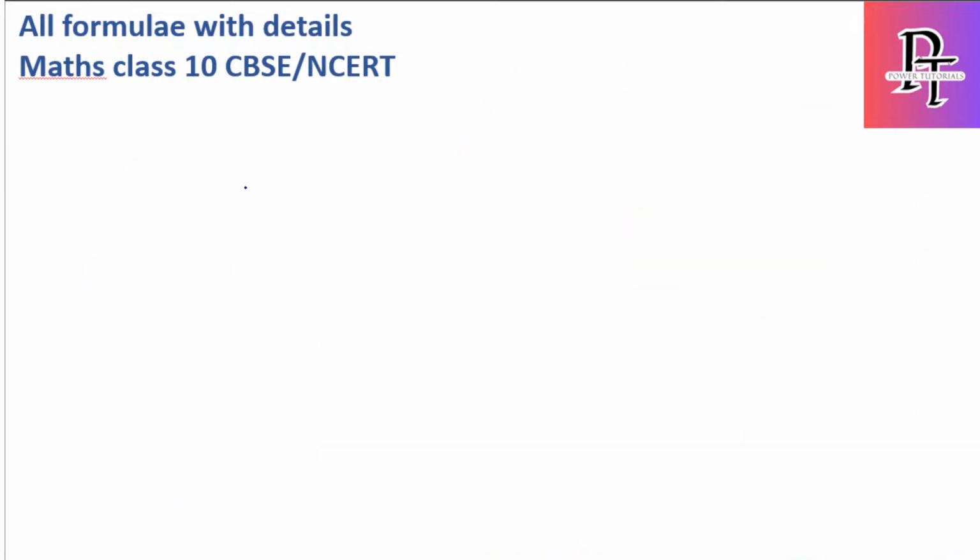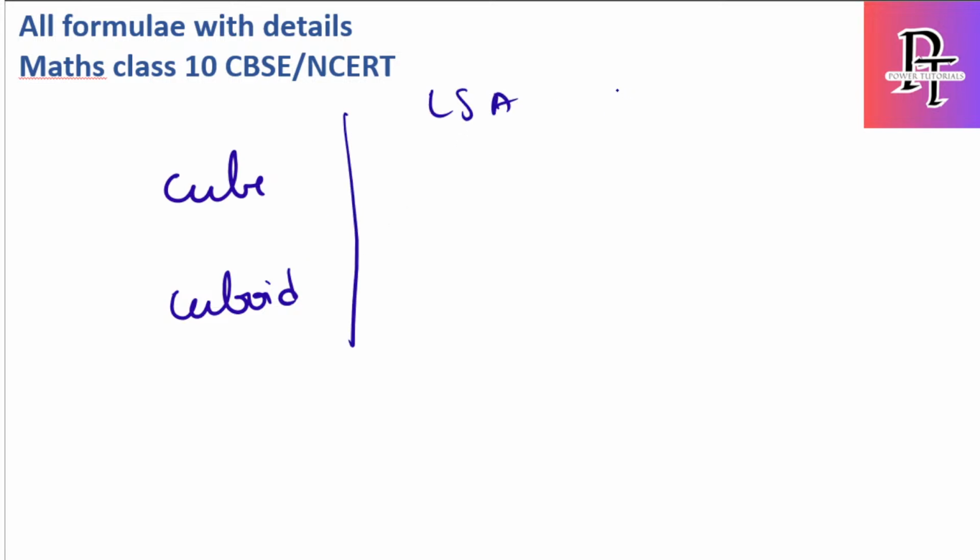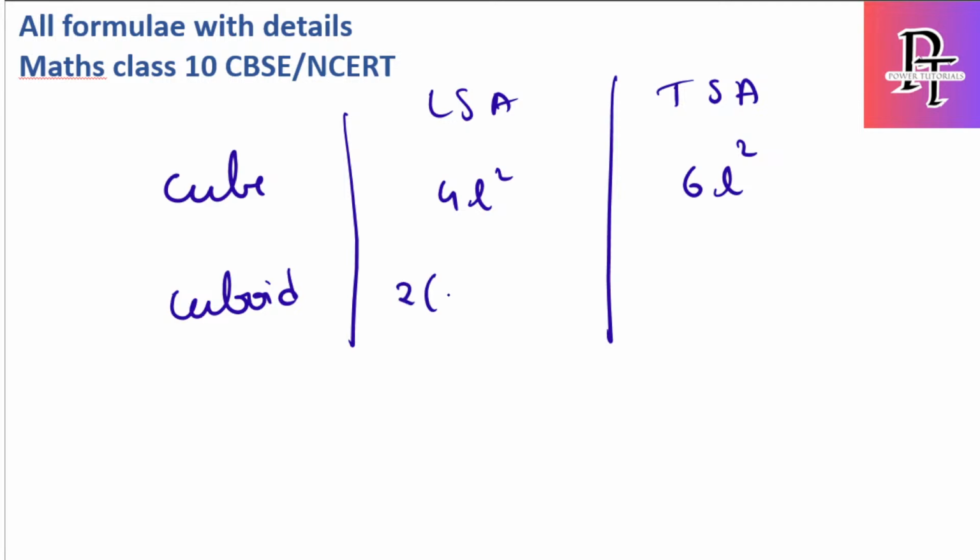Okay, then we have others, which are cube and cuboid. So for cube and cuboid, what are the formulas of LSA and TSA? We'll write it here. LSA is the lateral surface area of the cube, so we have to consider 4 sides, which is 4L square, whereas TSA is total 6 sides, which is 6L square. Whereas for cuboid, we have to consider breadth and height, so LSA will be 2 into (L plus B) into H, whereas for covering all the sides, TSA is 2 into (LB plus BH plus LH).